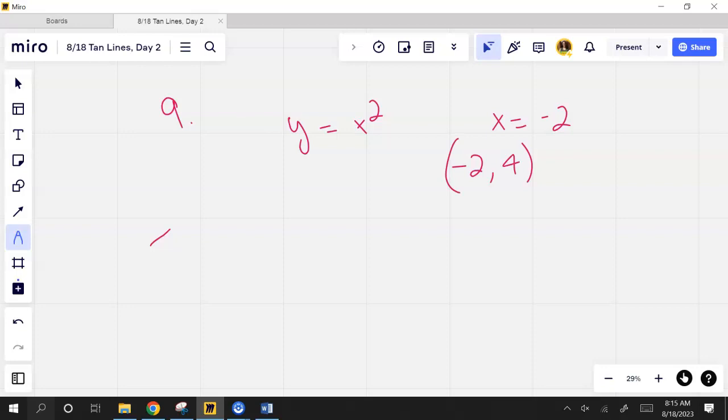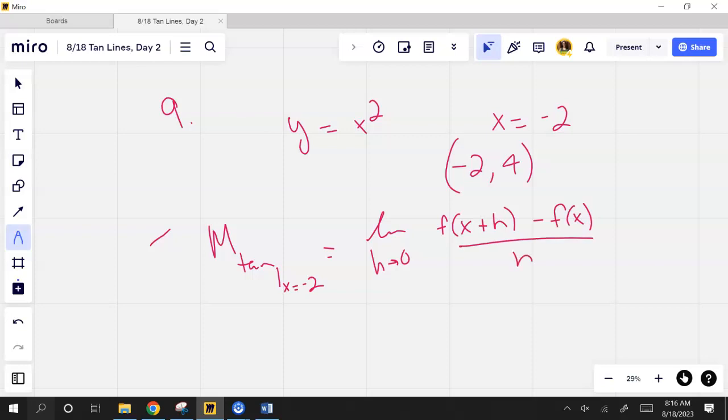Now I'm just going to take that difference quotient, right? And I'm going to find the slope because the difference quotient is going to give me the slope of the tan line at the point x equals -2. Okay? So the limit as h goes to 0 of, remember it's f of x plus h minus f of x over h. And my x is -2.